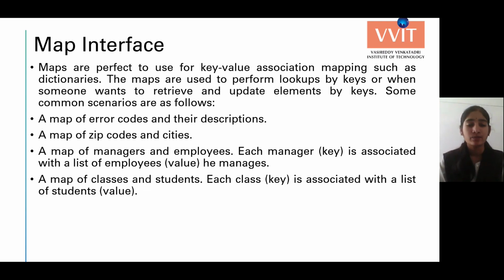Some common scenarios are as follows. A map of error codes and their descriptions, a map of zip codes and cities, a map of managers and employees. Each manager is a key and it is associated with the list of employees as values. A map of classes and students. Here, each class can be considered as key and the students can be considered as values.